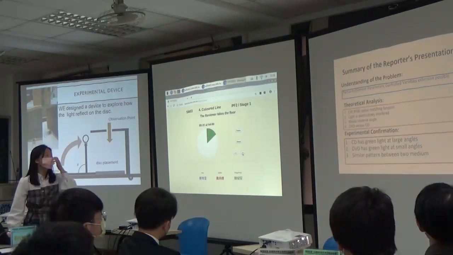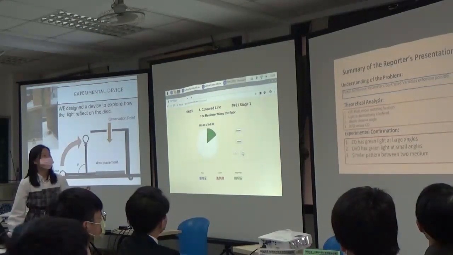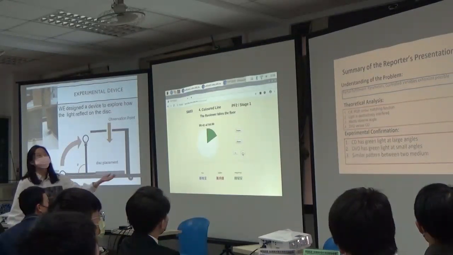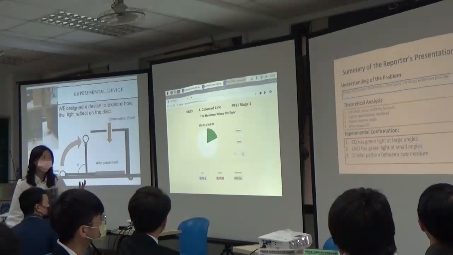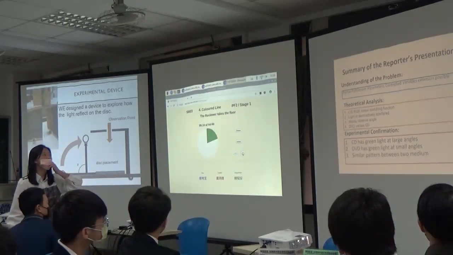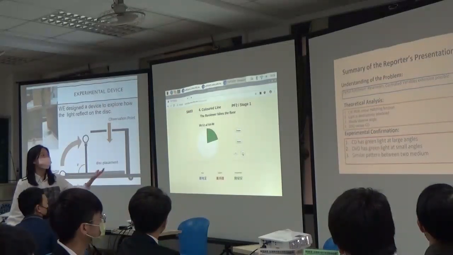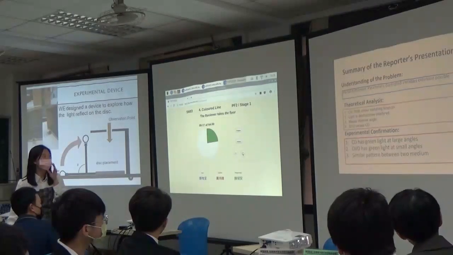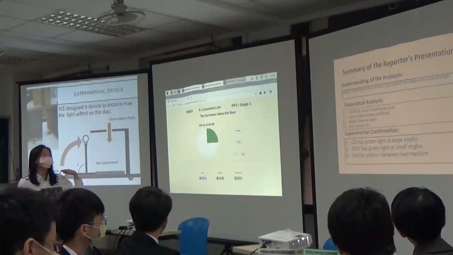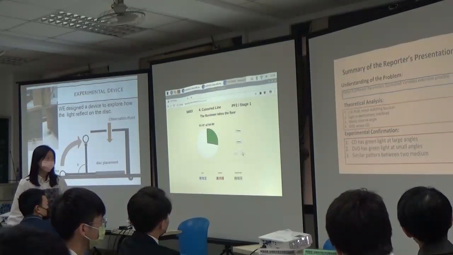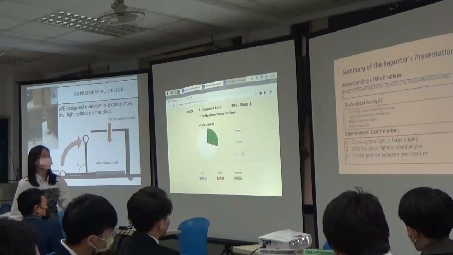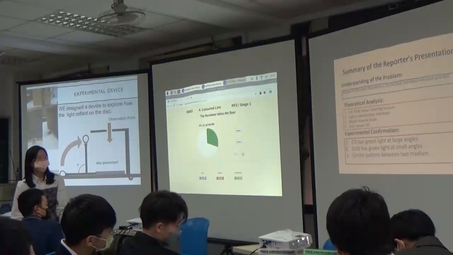So we think that the opponent did a partial fulfillment of this discussion because there are parameter and control variable extensions possible. For the theoretical analysis, they talked about the color matching function, that light is destructively interfered, and they mainly observed the angle and talked about the difference between DVD and CD. For their experimental confirmation, they showed that CD has green light at large angles, and DVD has green light at small angles, with similar patterns between the 2 media.